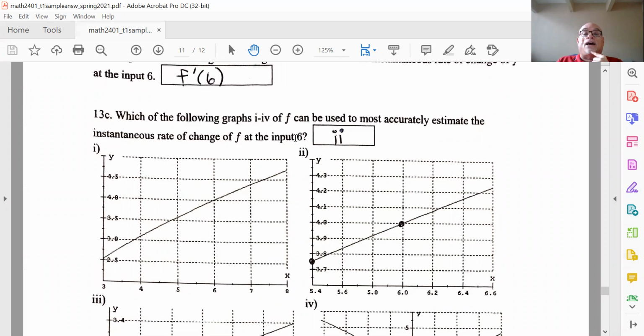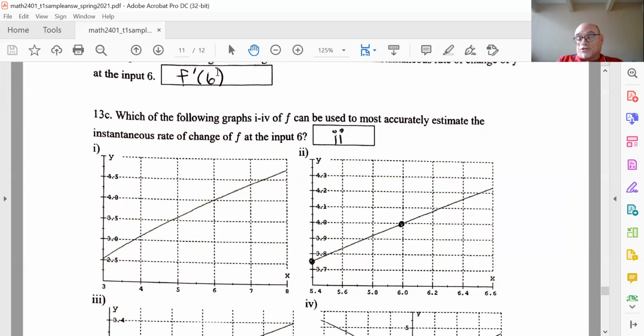But now if we actually want to calculate that, which one of these graphs would help us actually calculate f prime of 6? Well, remember, to calculate f prime of 6, you're going to have the tangent line, so you can compute the slope of the tangent line at the input 6. The only way we know so far to find the tangent line is to zoom in on the graph near the input 6 until the function looks like a straight line. That's the only means that we have right now.